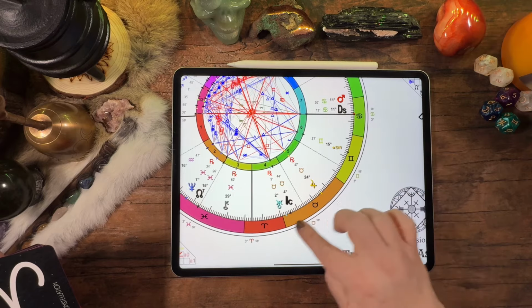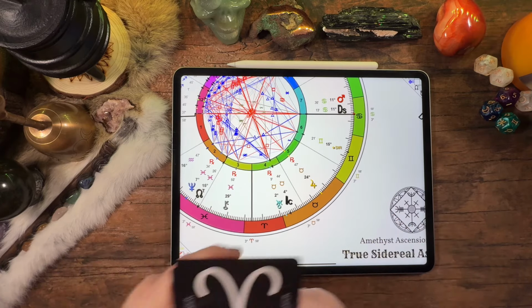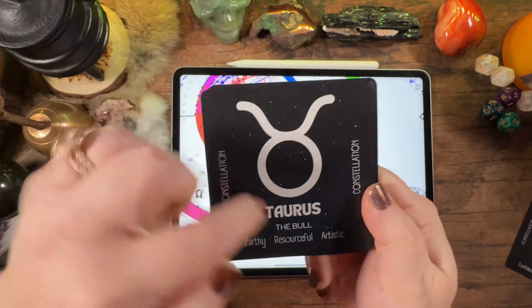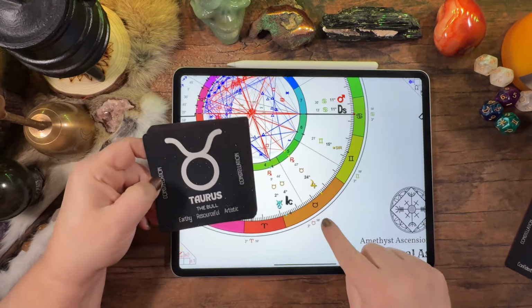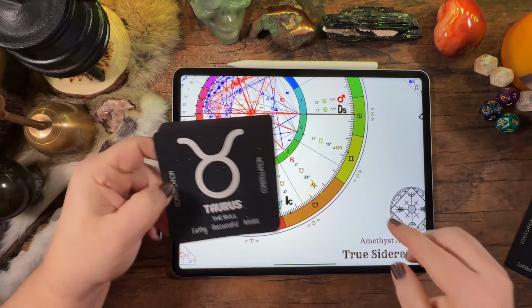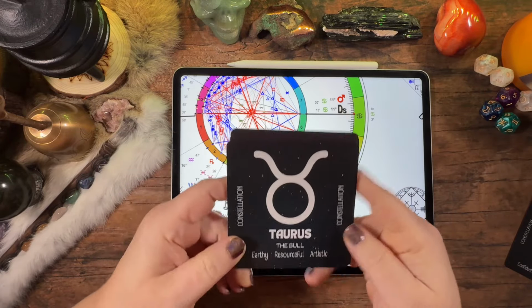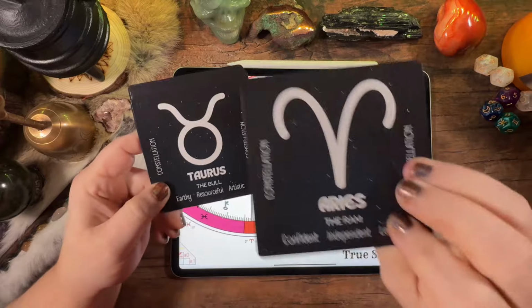Then we move on to Taurus, which is much larger. Here is Taurus. This is what the symbol looks like. It's a little bit different, but essentially you get the point. It's like a bull with horns, right? The bull, just like Aries was the ram.